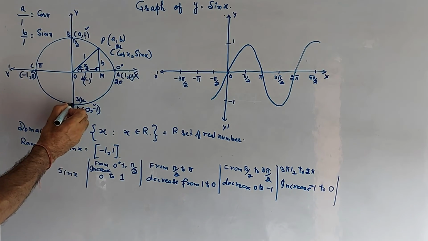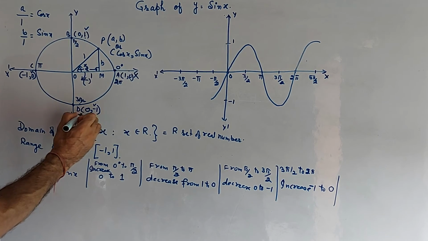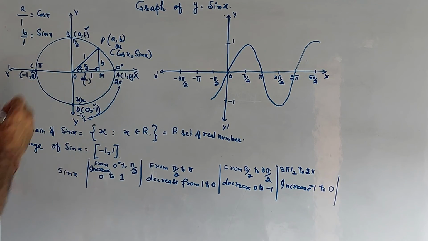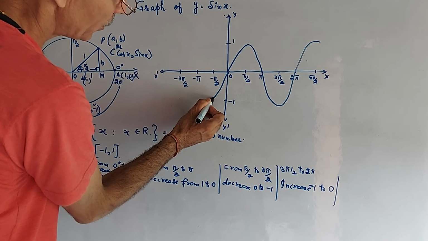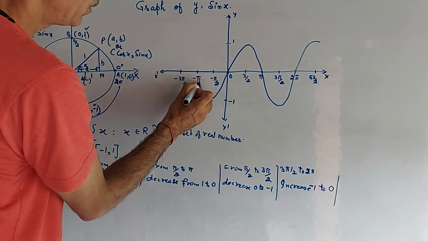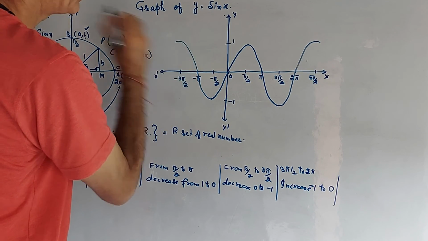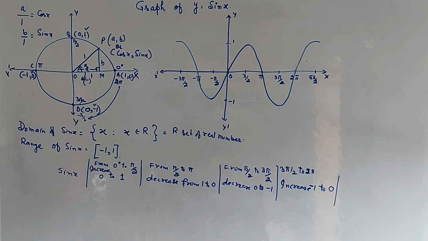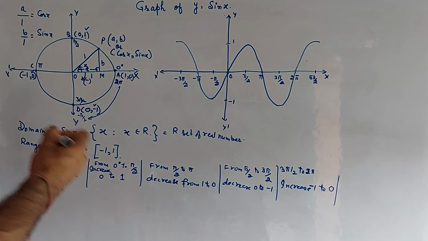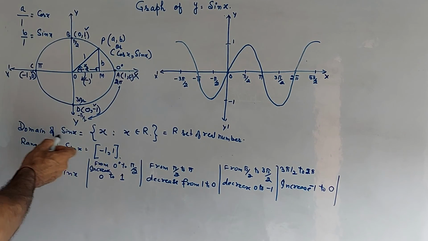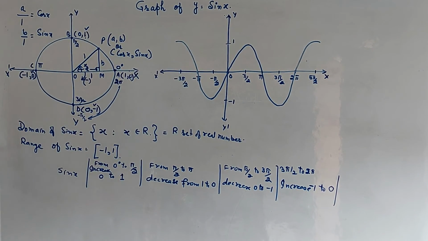Here it is 0, then at minus pi by 2, the point will be in this direction, so the value will be minus 1, and at minus pi the value will be 0. At minus 3 pi by 2 the value will be maximum, and so on. So this will be the nature of the graph of sin x, and the range is between minus 1 and 1, where we can put any value from the real numbers. So the domain of sin x is the set of real numbers.